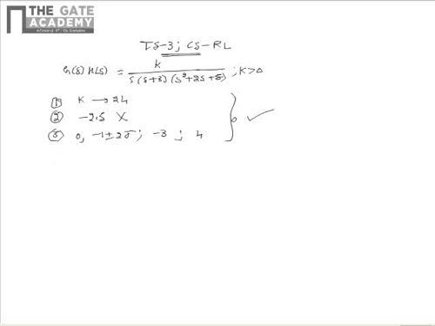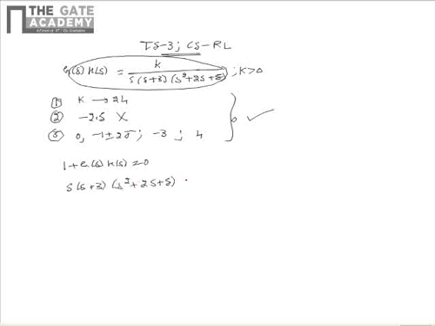So from the given open loop transfer function, we see that the characteristic equation of the control system can be written as 1 plus G(s)H(s) equal to 0. This can be further simplified as s into (s plus 3) into (s square plus 2s plus 5) plus K equal to 0. So from this, the characteristic equation can be written as s power 4 plus 5s cube plus 11s square plus 15s plus K equal to 0.